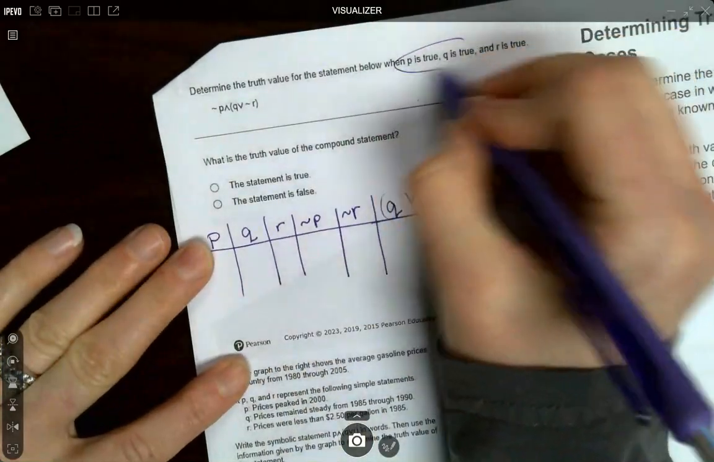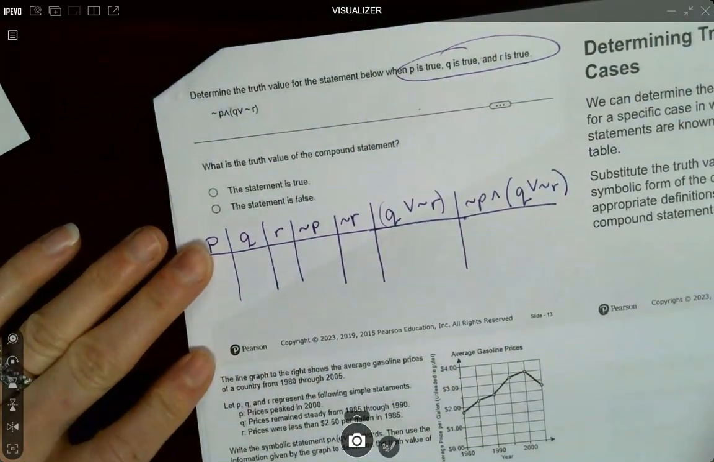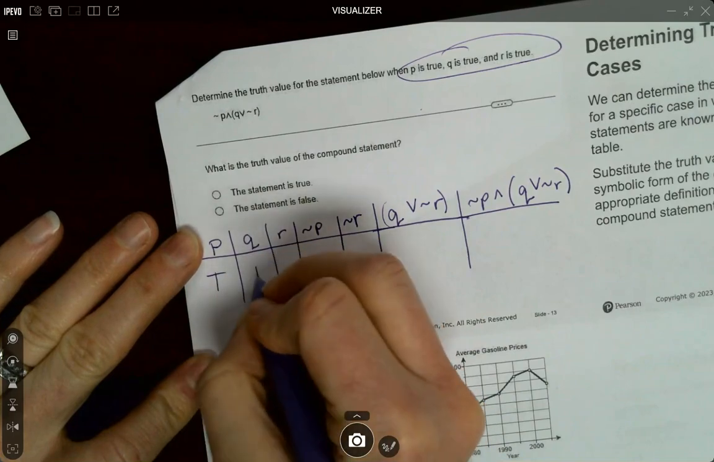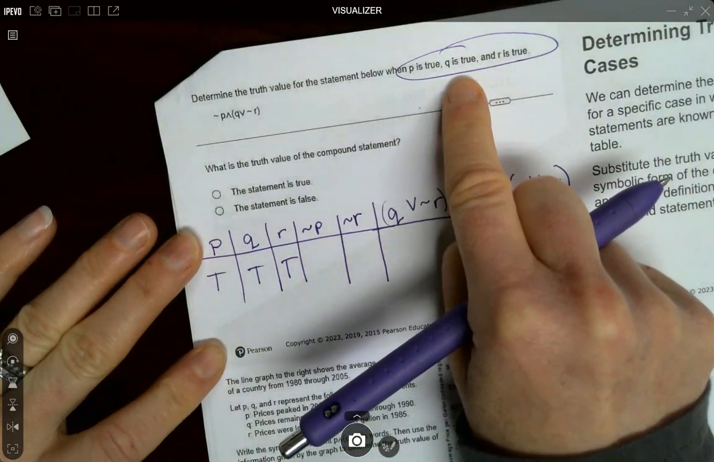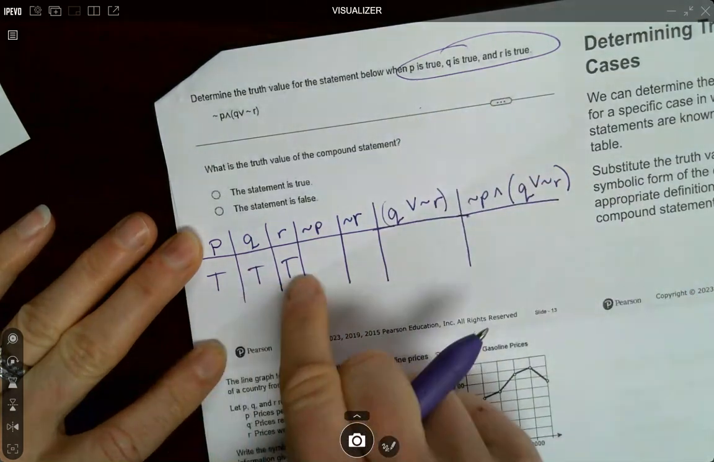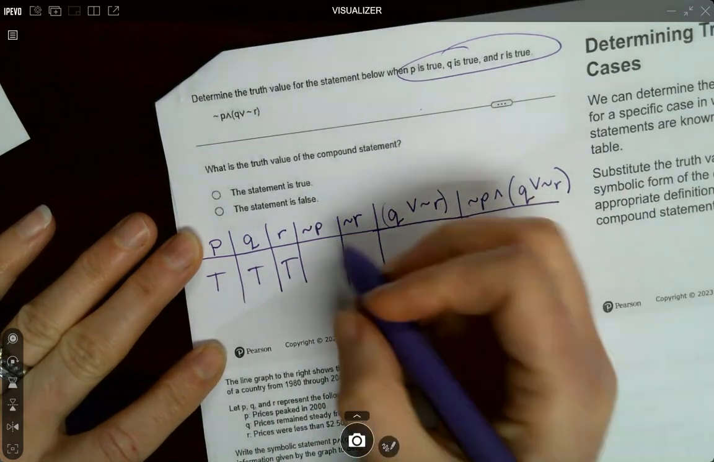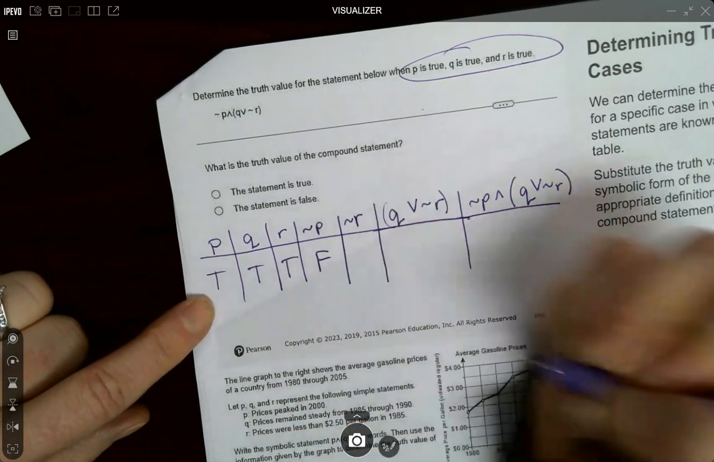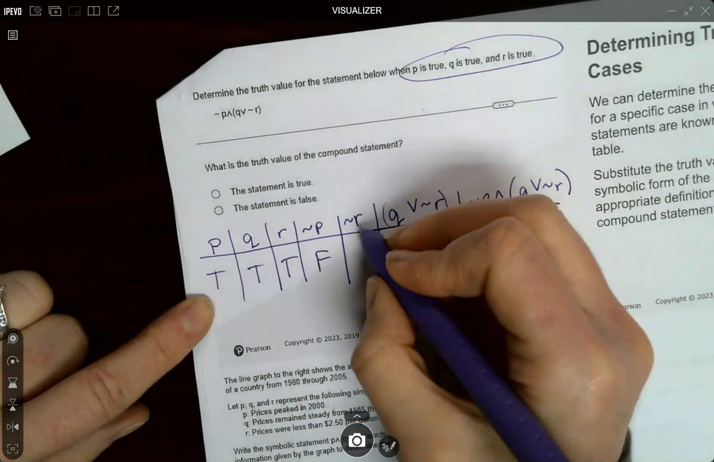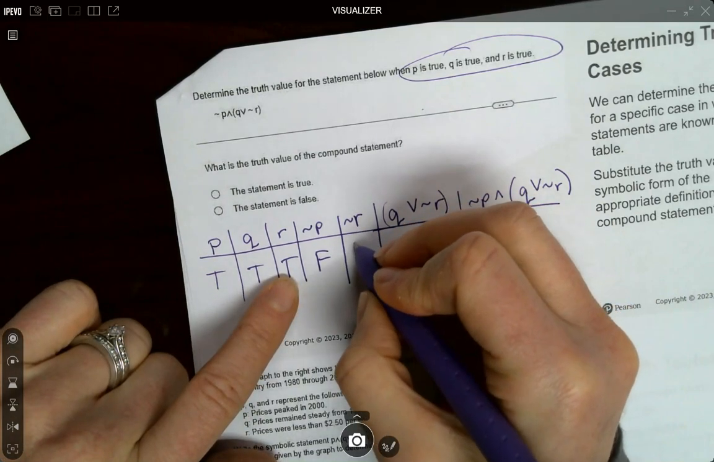So they've given us the truth value for the statements. So this is true, true, and true. That comes directly from the given. Now, using the given, we're going to fill in the rest of the table. Negation of P. Well, if P is true, negation would be false. Negation of R. If R is true, negation is false.